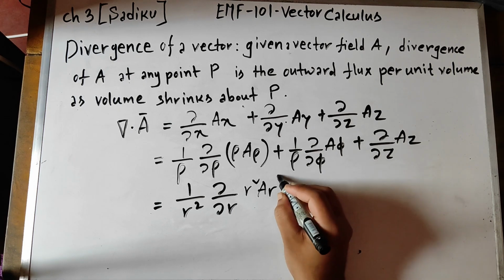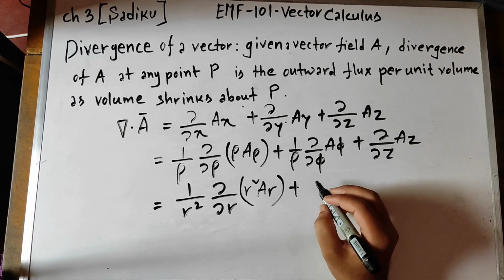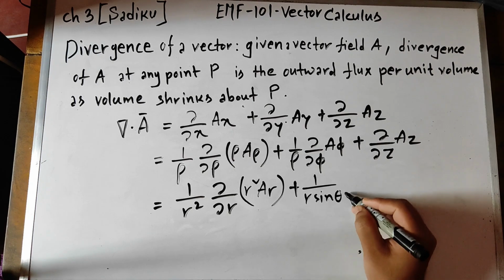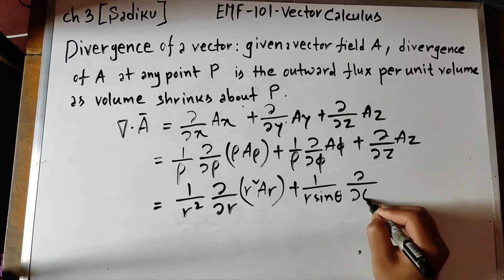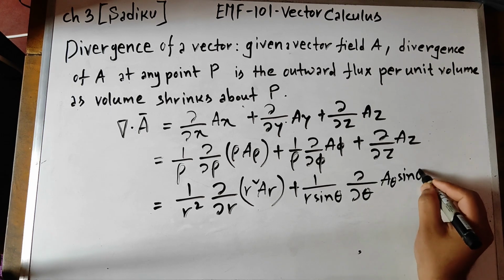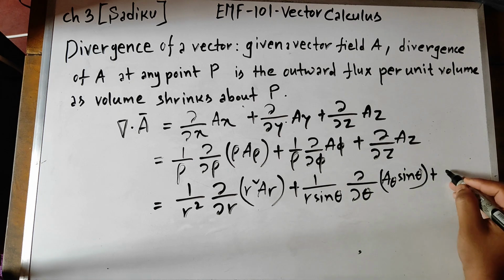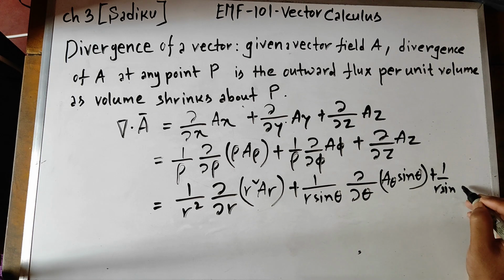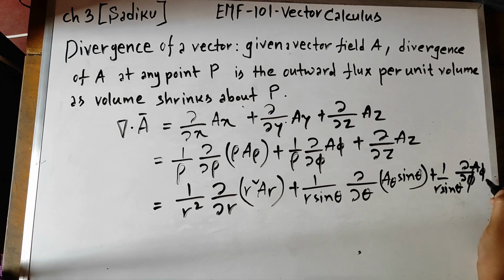r of r squared times the spherical component ar, plus 1 by r sine theta partial differentiation with respect to theta of a theta sine theta, plus 1 by r sine theta del by del phi of a phi. Now let's get to the problem solving part.